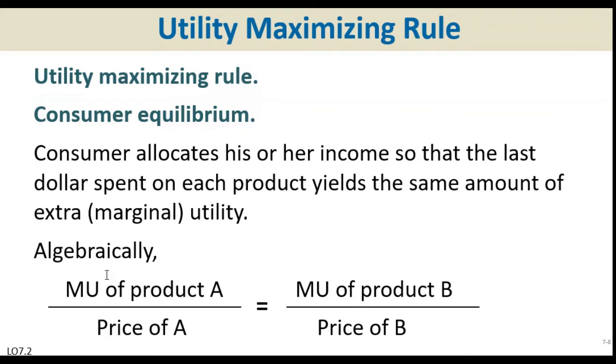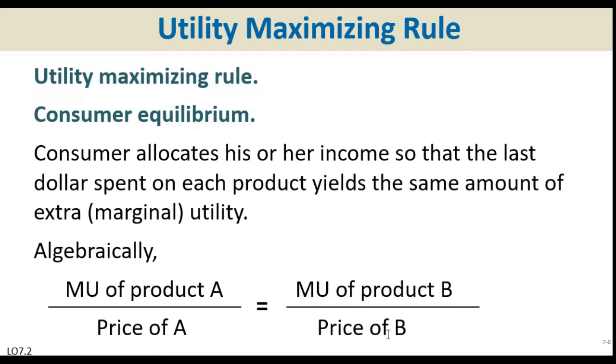That's what we try to portray here with this algebraic formula. The consumer equilibrium is established when the marginal utility of one product divided by the price of that product is equal to the marginal utility of the other product divided by the price of that product, until you cover all the products in the basket that you purchase.